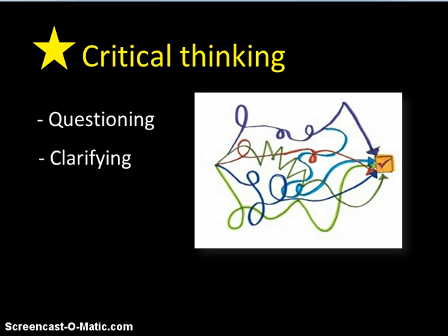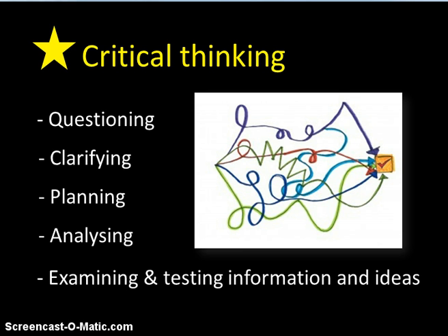Clarifying, which means making things clear, and here annotations will really help you so that you can further explain your ideas if they're not that obvious in the sketch. Critical thinking involves planning, so that means looking ahead, deciding what will be needed and how you need to achieve it. Critical thinking involves analysis, and that means looking at things in detail, often according to criteria. And finally, critical thinking is examining and testing information and ideas, bringing things into a realistic perspective.